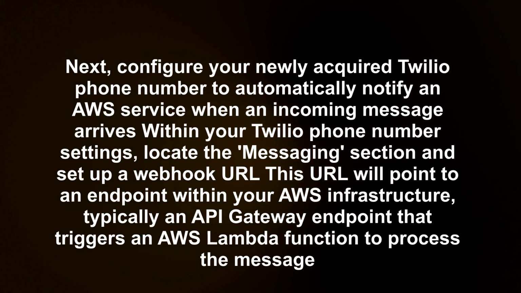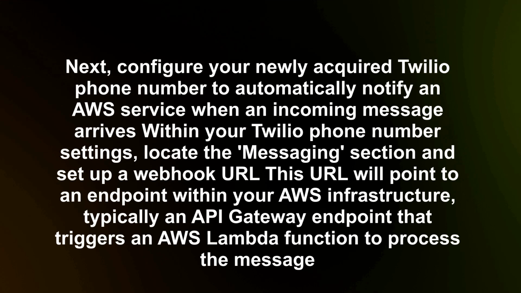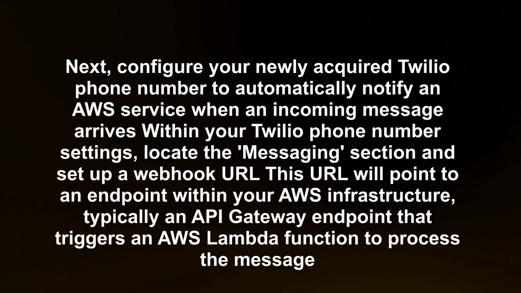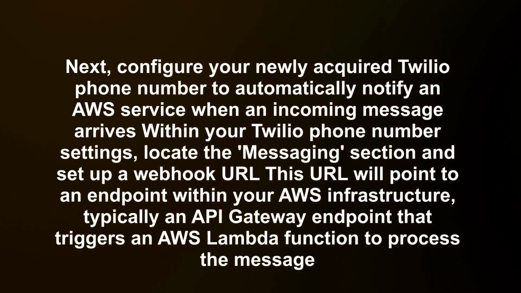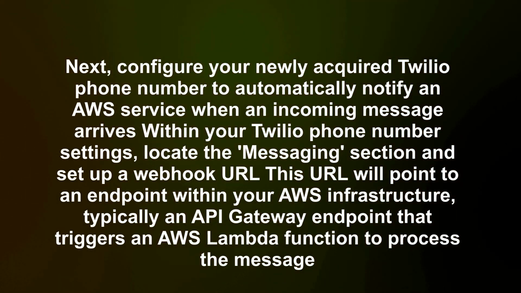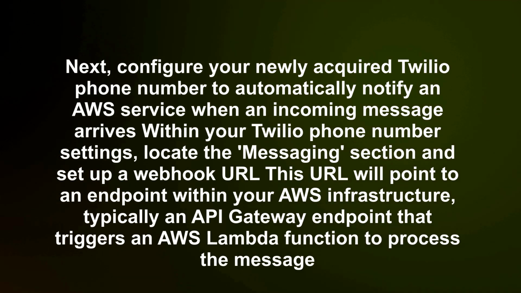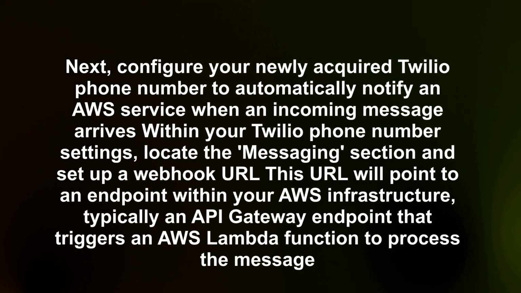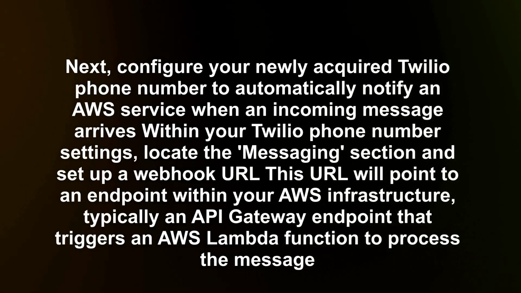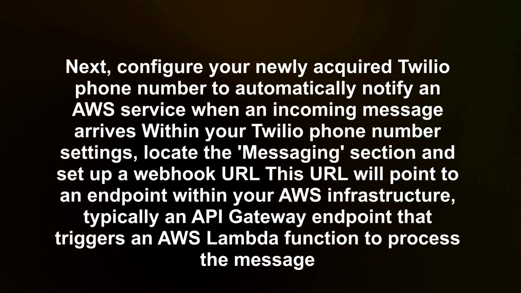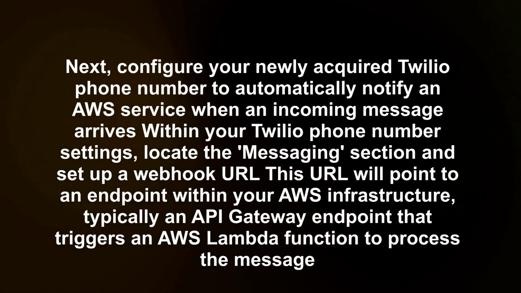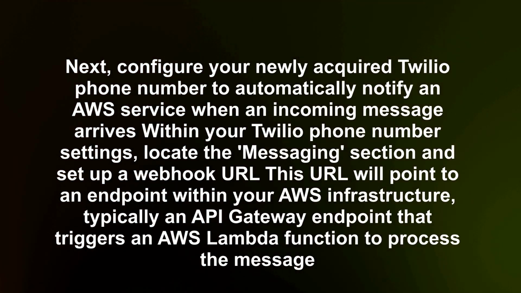Next, configure your newly acquired Twilio phone number to automatically notify an AWS service when an incoming message arrives within your Twilio phone number settings. Locate the messaging section and set up a webhook URL. This URL will point to an endpoint within your AWS infrastructure, typically an API Gateway endpoint that triggers a Lambda function to process the message.